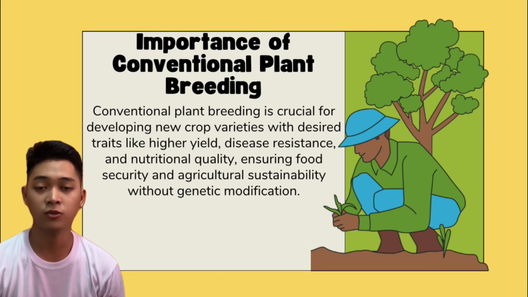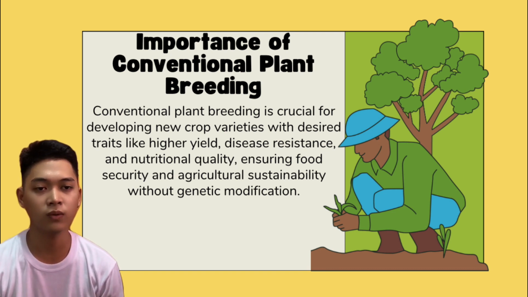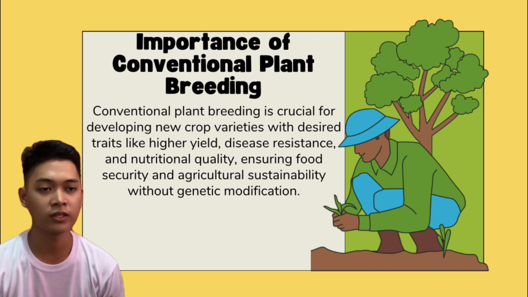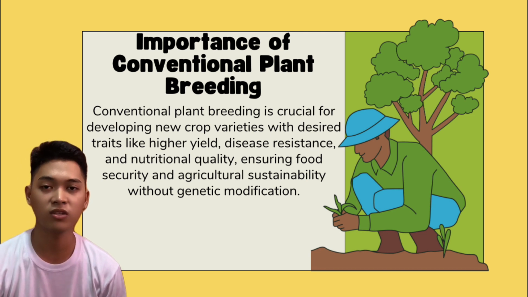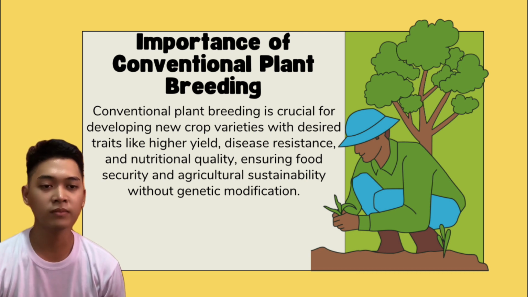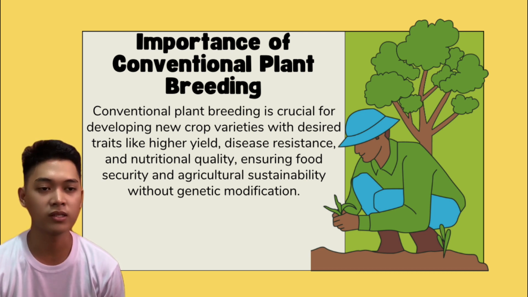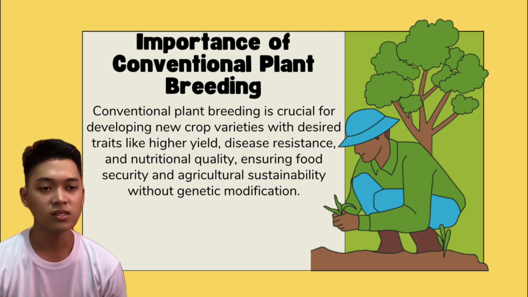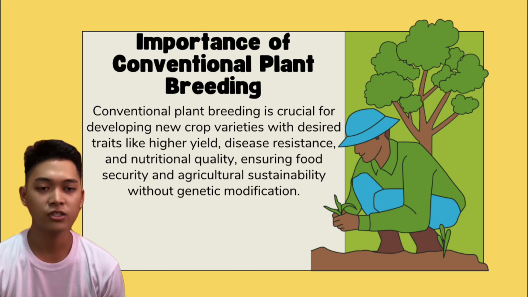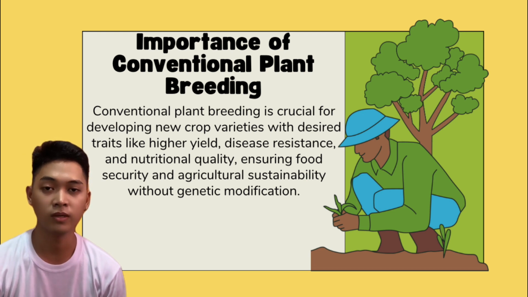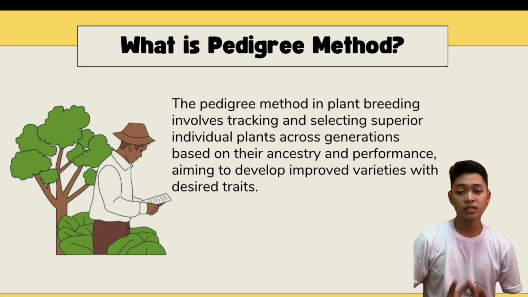Next is the importance of conventional plant breeding. Conventional plant breeding is crucial for developing new crop varieties with desired traits like higher yield, disease resistance, and nutritional quality, ensuring food security and agricultural sustainability without genetic modification. Conventional plant breeding involves selecting plants with desirable traits and crossing them to create offspring with a combination of these traits. Through successive generations of controlled pollination and selection, breeders refine the traits they desire, leading to improved varieties for cultivation.